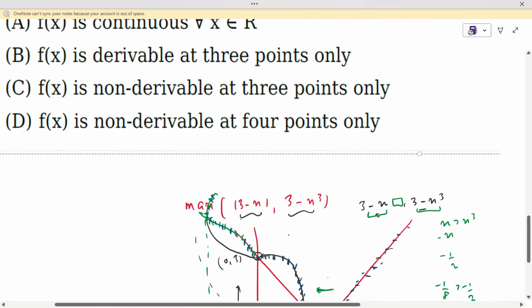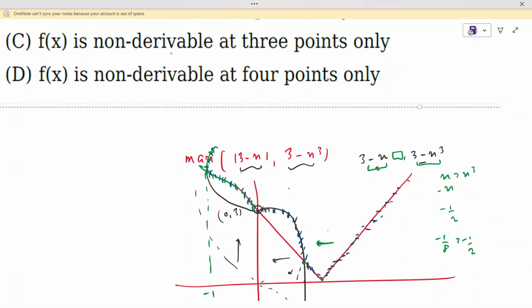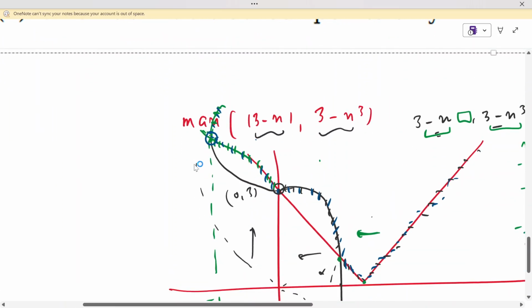Now to the options. Function is continuous. Of course, this is correct. Function is always continuous. Regarding non-differentiability, it is a line and that becomes a curve. 3 minus x cube is there, so minus 3x squared at minus 1, the slope is 3. So this is the first point for non-differentiability. Again, this is a line and this will become a curve. It is 3 minus x cube, so at 0 the slope is 0 and this is the minus 1 slope.